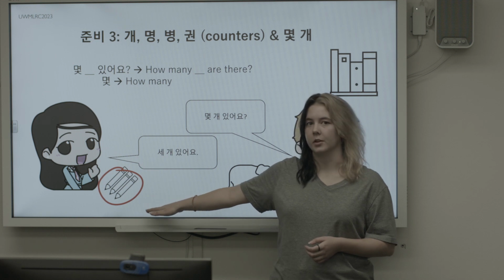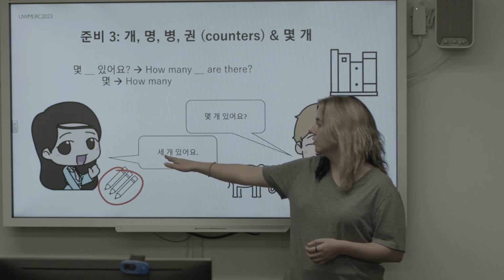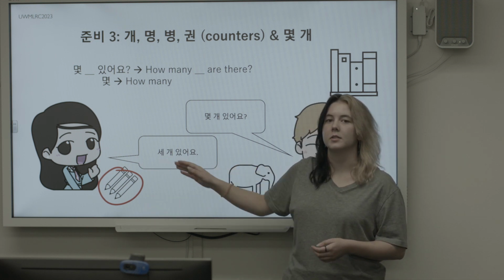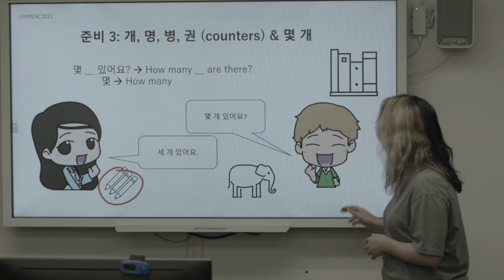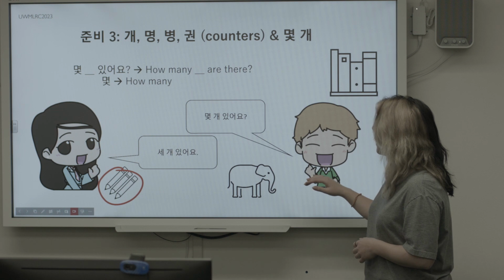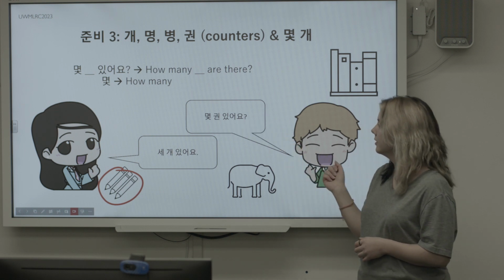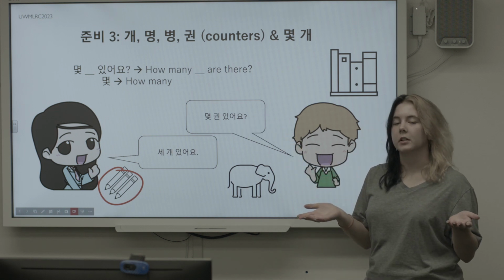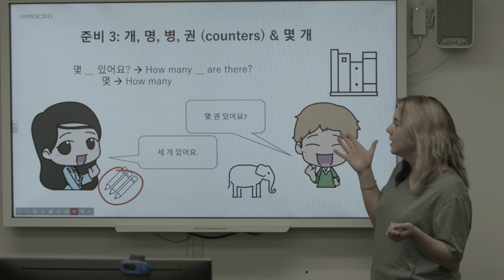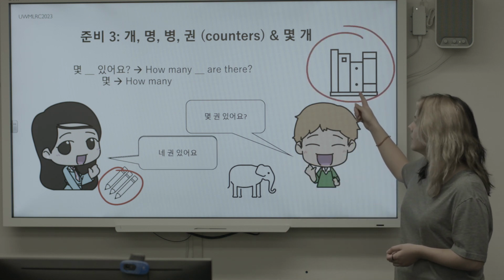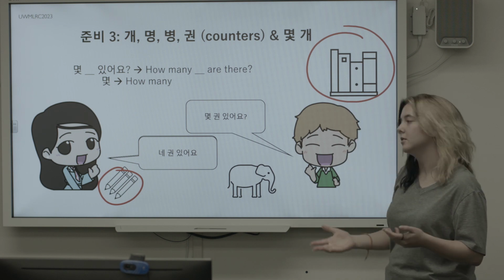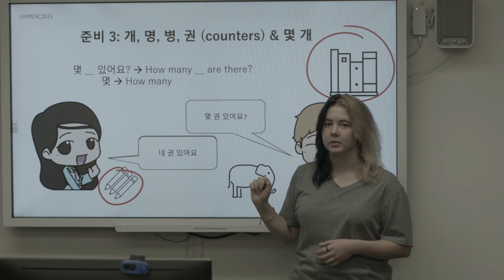So 세 개 있어요. Remember, we're using the new form of the word for 3, so it's not 셋 개, it's 세 개 있어요. Next, Andy asks, 몇 권 있어요? And again, Mina knows that he's talking about the books, because 권 is the counter for books. So, 네 권 있어요.